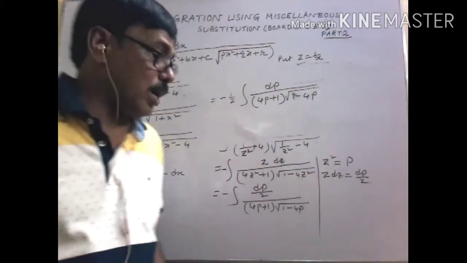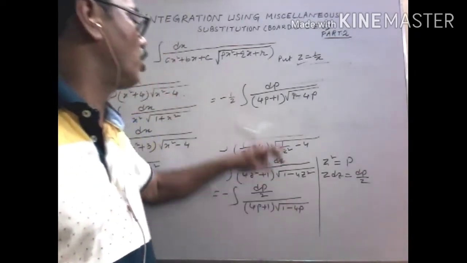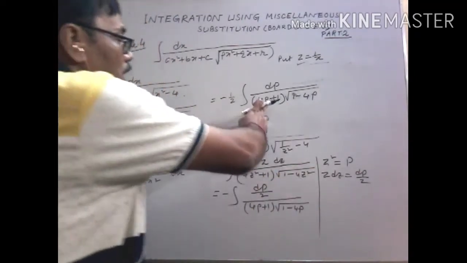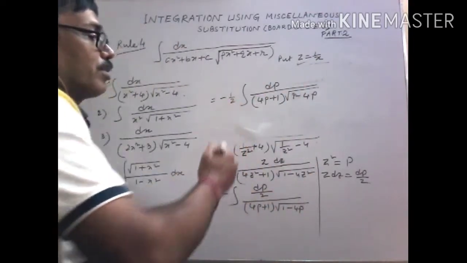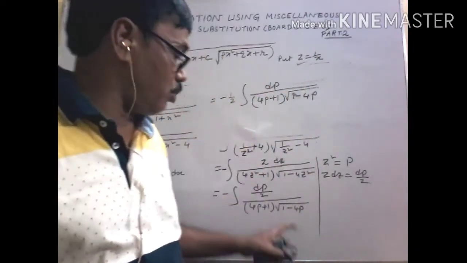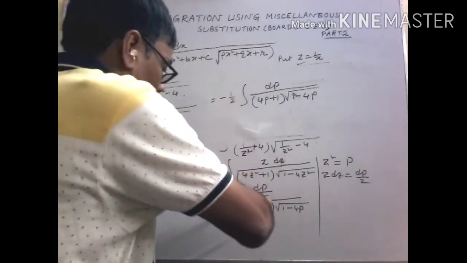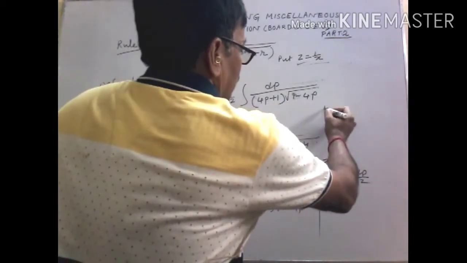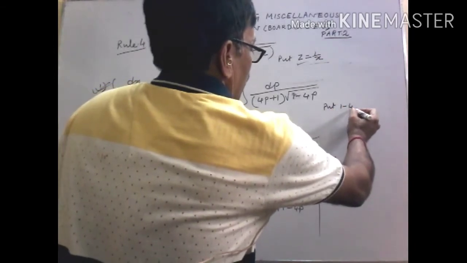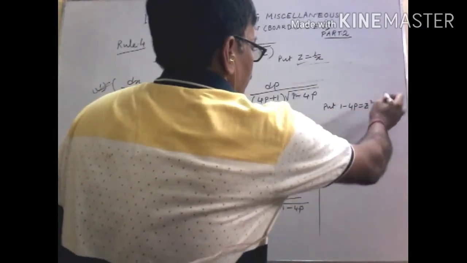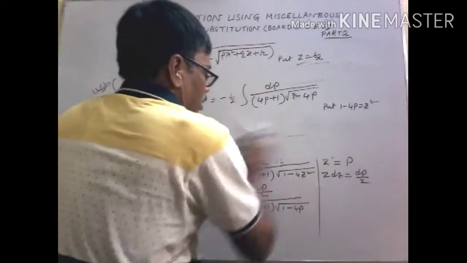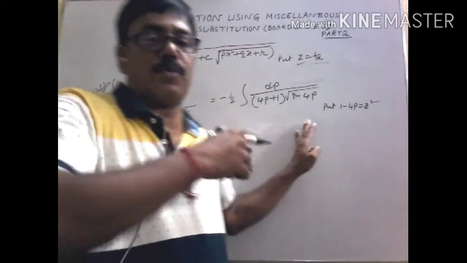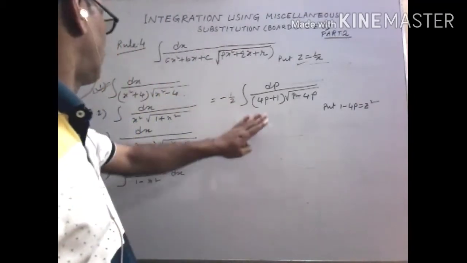So why are we putting this transformation? Because we know it from rule number 1. This one is linear, this one is linear, so the calculation will be simplified. That is why this form is reduced to rule number 1. Both are linear. So what is the transformation? Put 1 minus 4p equals to z square. Then proceeding in the same way, we can put it in terms of standard form.